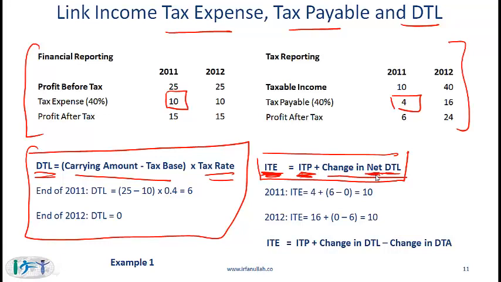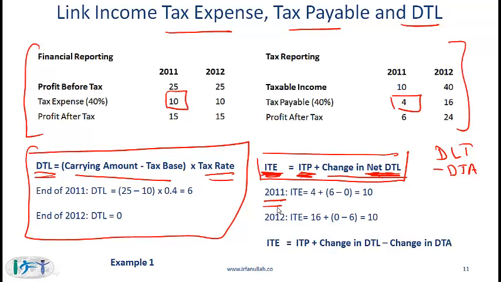If you have both deferred tax assets and deferred tax liabilities, then the net deferred tax liability would be equal to the deferred tax liability minus the deferred tax asset. For most companies, there is a deferred tax liability that is higher than the deferred tax asset. That's why we typically talk in terms of a net deferred tax liability.